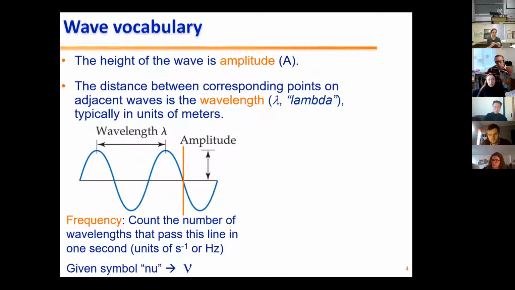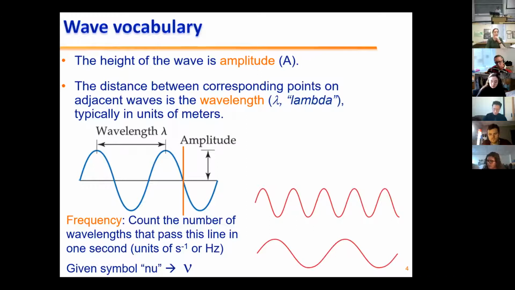We give a special unit that we'll often use called hertz. That's 1/seconds. You may have heard that one before, especially our musicians in the room. 400 hertz is a good note, right? Our given symbol for frequency is going to be nu. So we have terms that we're going to use. Our amplitude is capital A. Our wavelength is going to be lambda, this Greek symbol here. And our frequency is going to be nu.